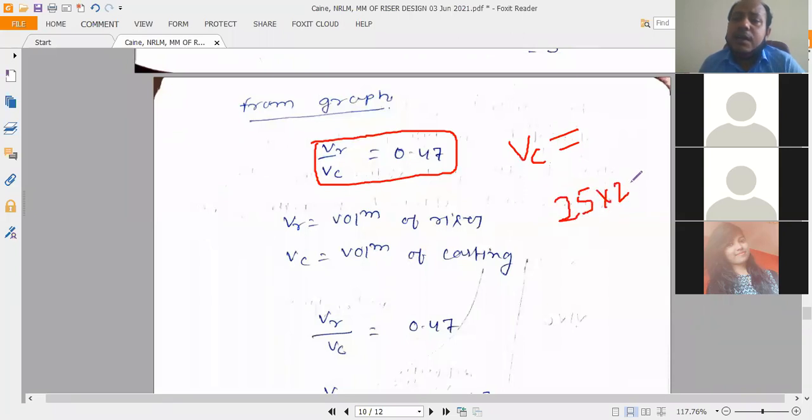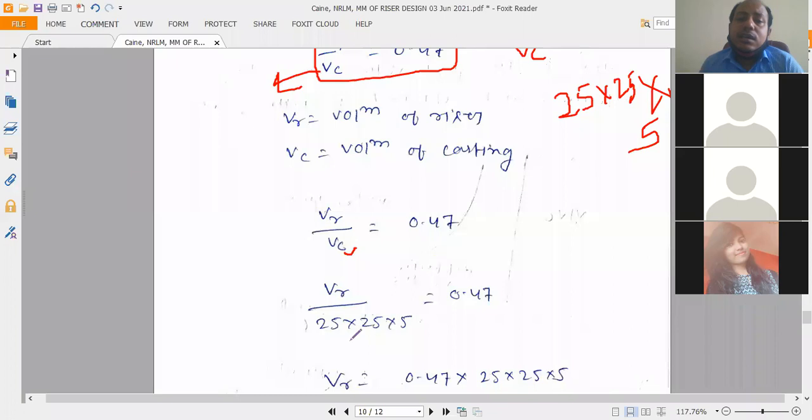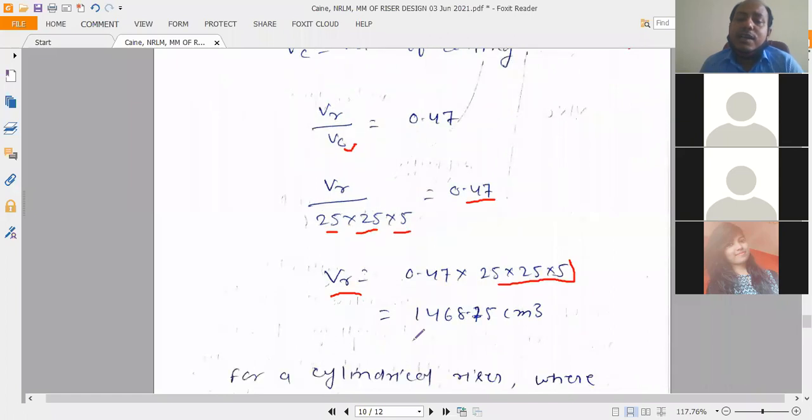Volume of casting is 25 into 25 into 5. So the volume of casting we know, only the unknown is the volume of the riser. Volume of riser is equal to 0.47 times volume of the casting. So it will be calculated and found as 1468.75 centimeter cube, the volume of the riser.